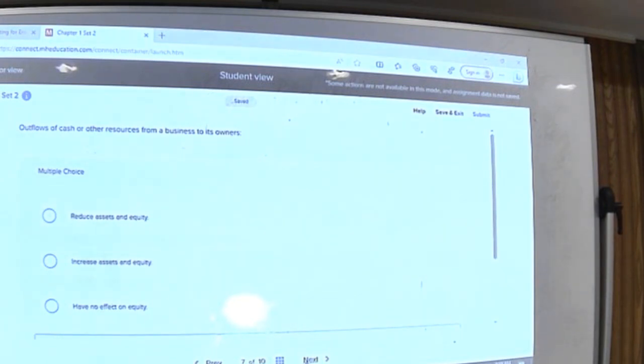Number 7, an outflow of cash or other resource from the business to its owners. Okay, so the owner said, hey, I need some cash or something else. It's presently in our business. I want to take it out for my own use. Okay, and so in that situation, you're going to reduce assets and equity. So let's get the right response there. Number 7, reduce assets and equity. Here we go.